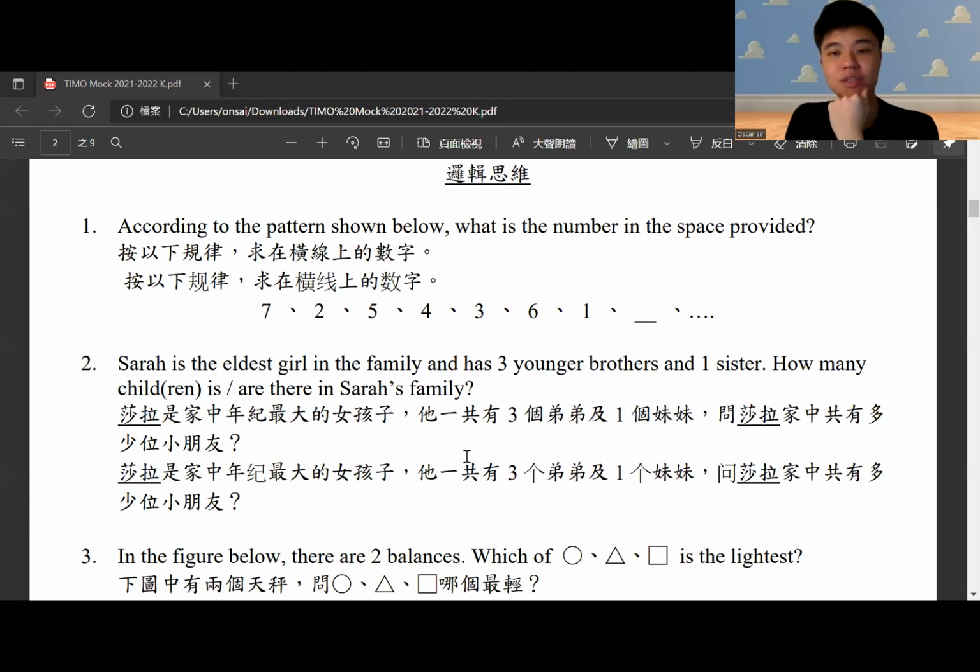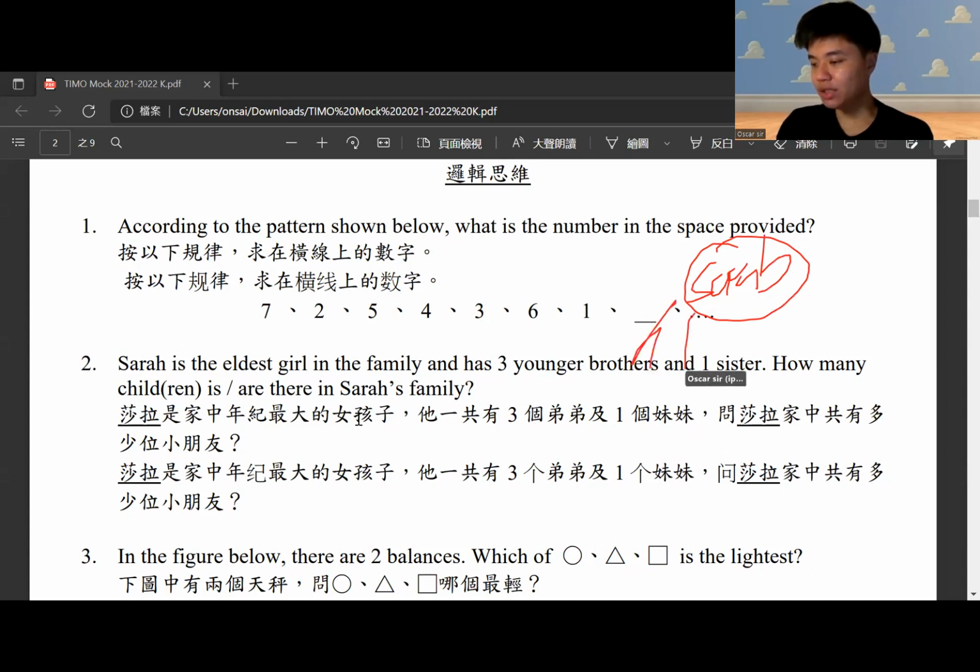Because I know that nowadays everyone doesn't like words. Just like question two: oh, there are too many words. No worry, you just draw it out. Sarah, and then she has three youngest brothers, one sister. I can read. Oh yeah, you can read. I am glad that you can read out the words.